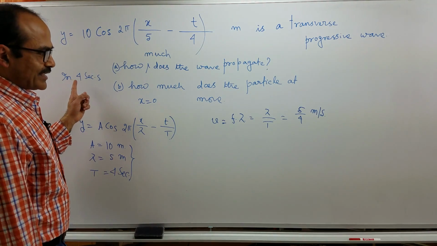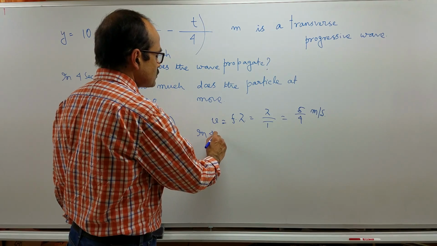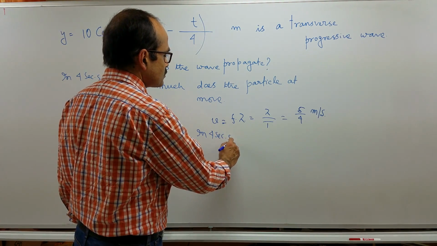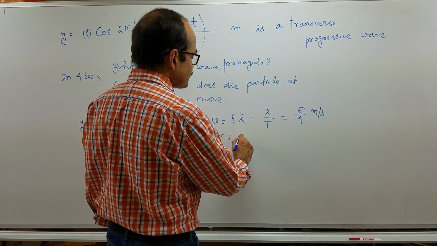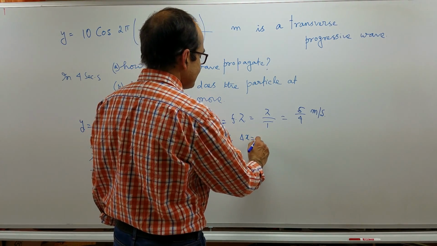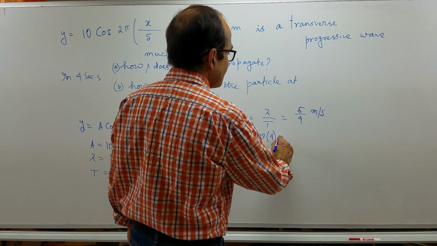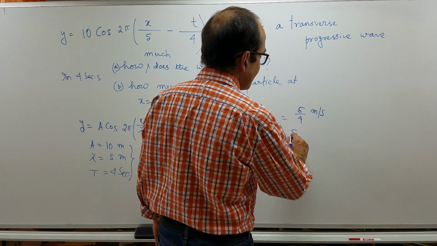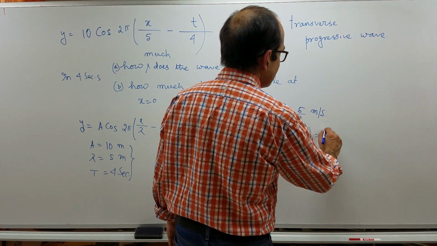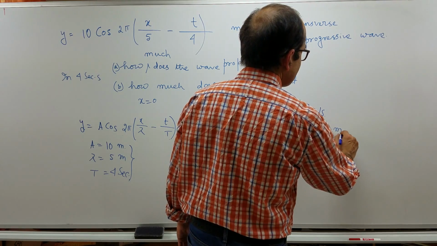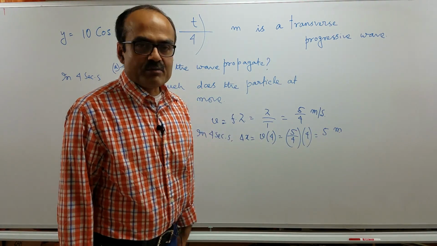So, in 4 seconds, the wave moves by displacement delta x equal to v times 4, and that is equal to 5 over 4 times 4, which is 5 meters. So, the wave propagates 5 meters.